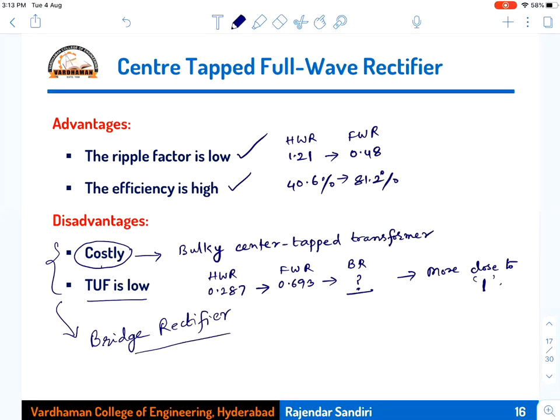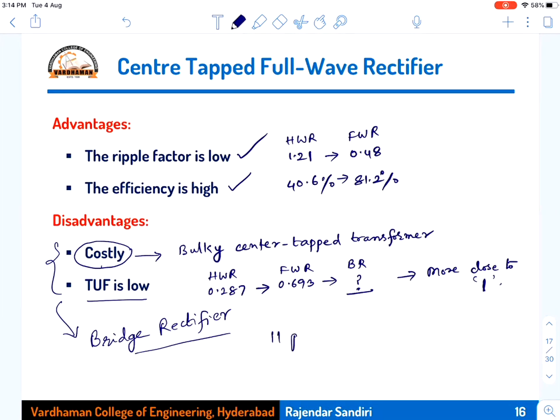We will focus on the circuit construction and how the center tap transformer is replaced with a normal transformer, and we will be adding 2 more diodes. Then what will be the operation of that circuit? All other parameters remain the same except the transformer utilization factor and peak inverse voltage, because here the number of diodes is increasing, and we have to see how much the peak inverse voltage of each diode is.